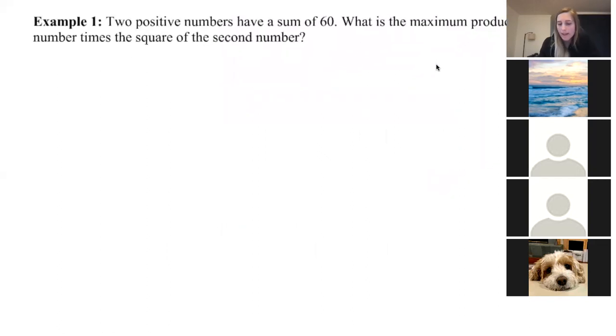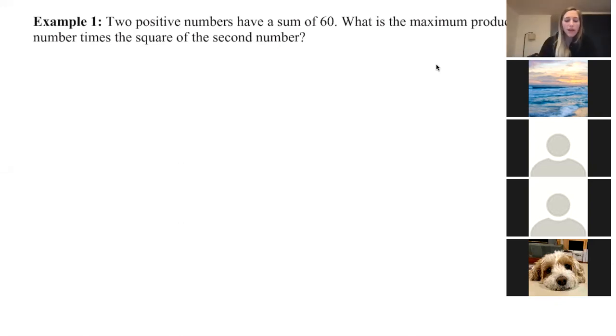So example 1. This is going to seem like kind of a silly problem, but just like related rates, we're starting really simple, and then we're going to work our way up into some more difficult problems. Okay, so example 1. Two positive numbers have a sum of 60. What is the maximum product of one number times the square of the second number?